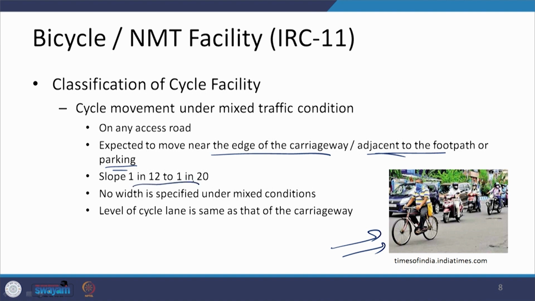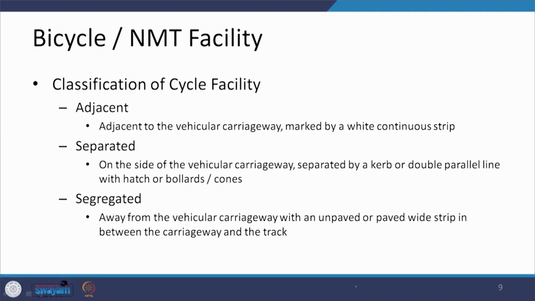The slopes remain the same, but because it is a mixed condition, there is no width specified in these cases, and the level of the cycle lane is going to be the same because the space which you are going to utilize is the same carriageway which is provided even for the motorized vehicles or any other road user as such. Here are the three things which we talked about in the starting when we were talking about the classification of the cycle facility in terms of the provision and the location and the type of separations, etc.